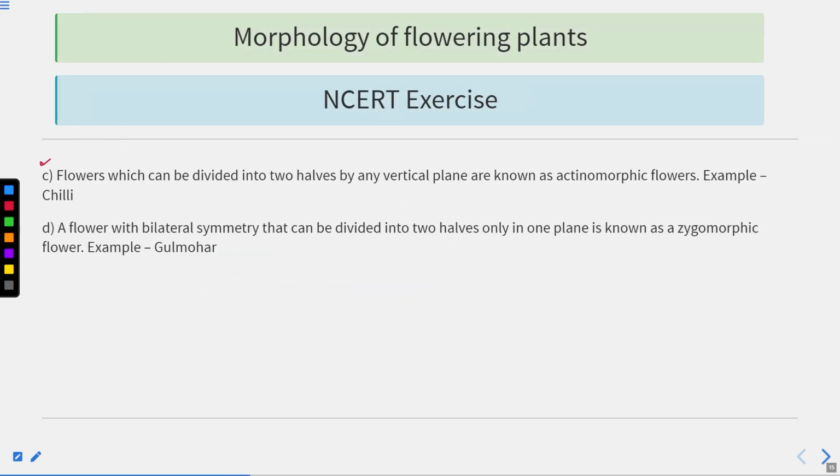Next, a flower which can be divided into two halves by any vertical plane is known as an actinomorphic flower. This is the definition of the actinomorphic flower. So what you see in the actinomorphic flower, suppose the flower is like this.